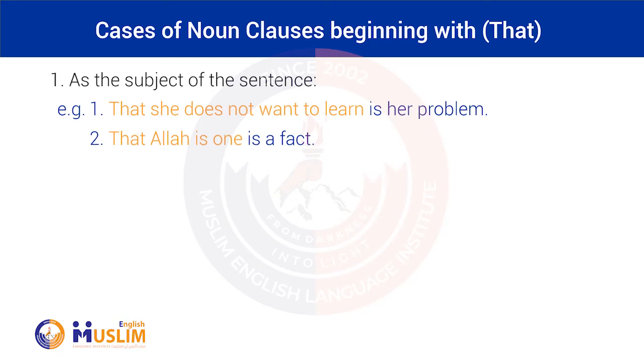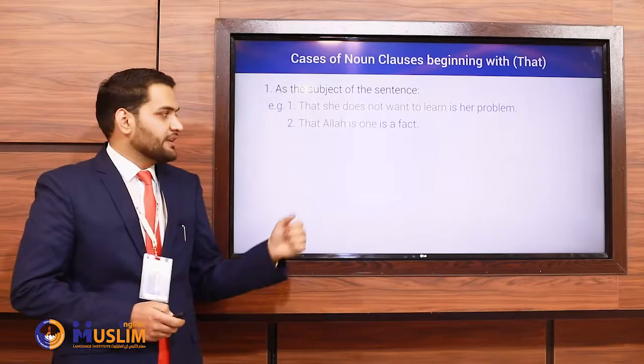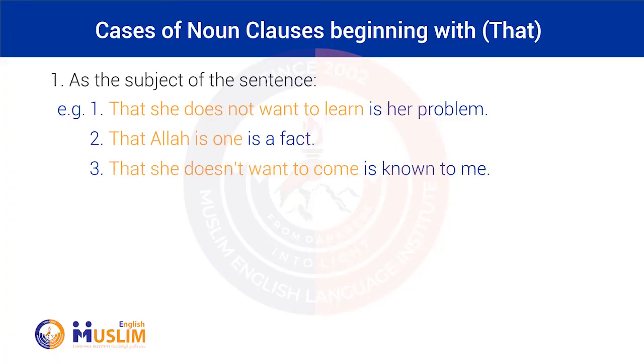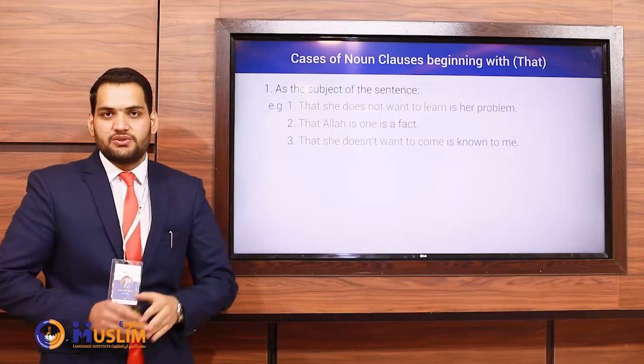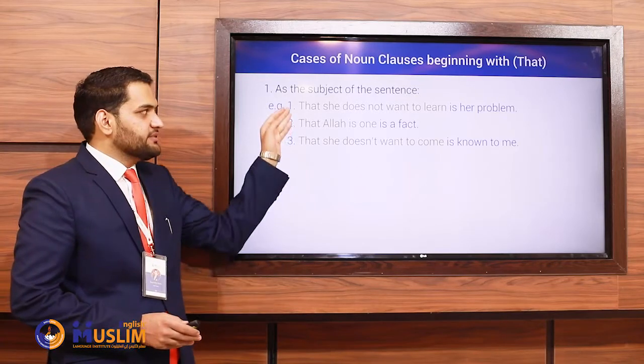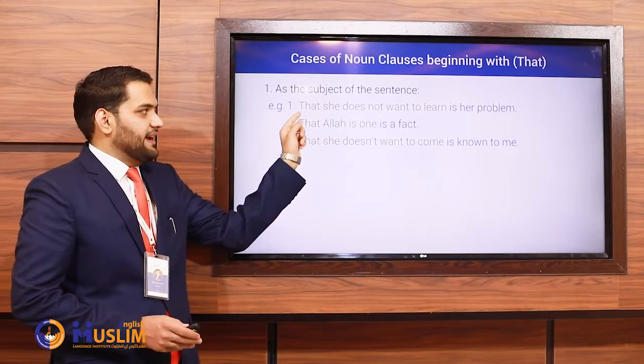Next example, that Allah is one is a fact. What is a fact? That Allah is one. Next example, that she doesn't want to come is known to me. What is known to me? That she doesn't want to come. In all these three examples, the marker that is used is that.